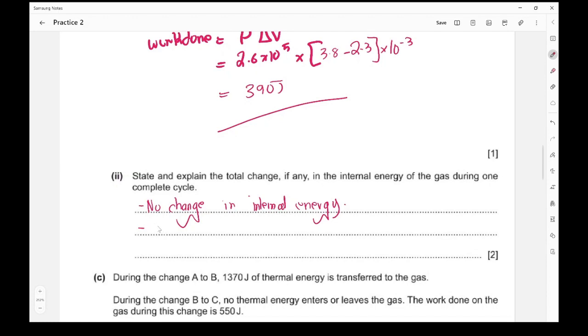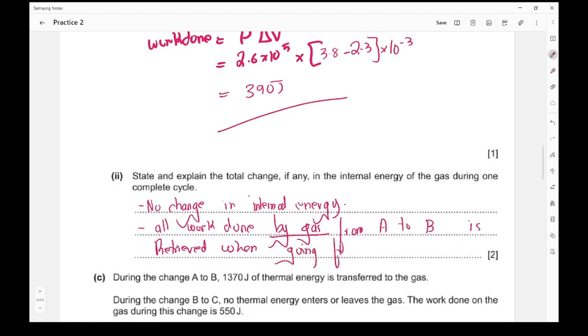In fact, no change in internal energy, all work done by gas from A to B is retrieved when going from B to C and back to A. Okay, so that does it.